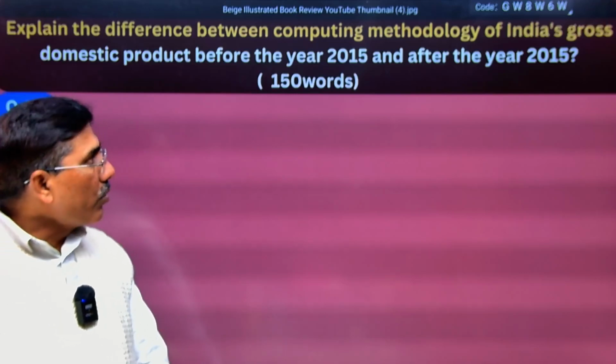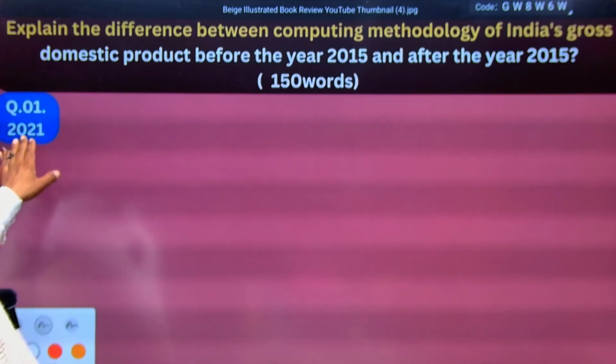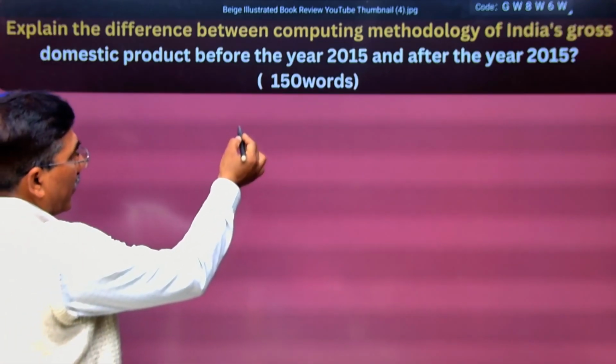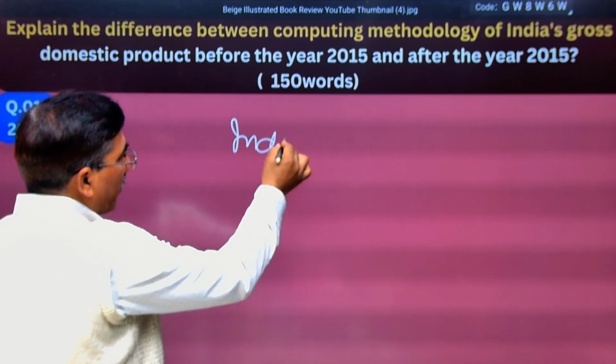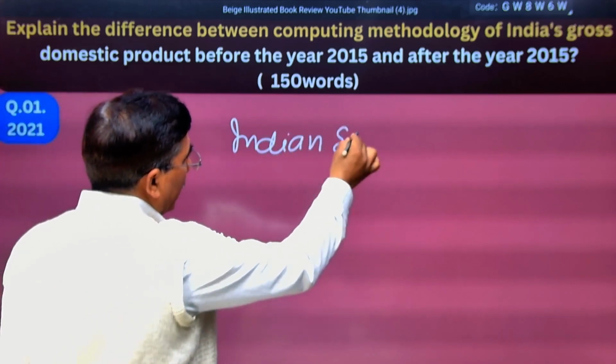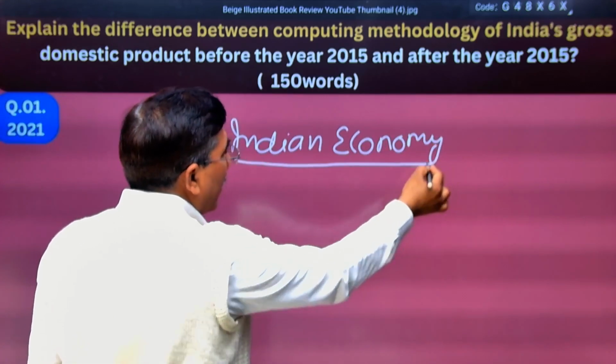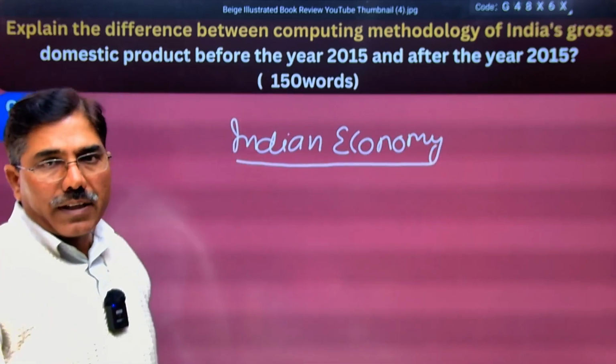We are starting today 2021 General Study third paper, and the area is the Indian economy, which is always the toughest area for all our students.